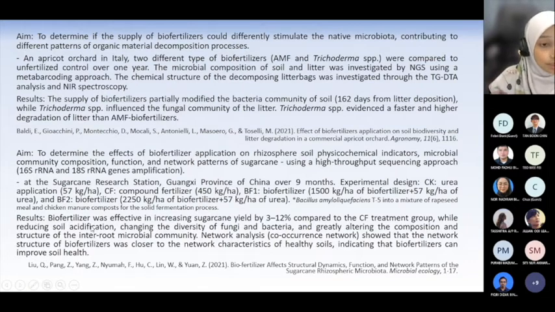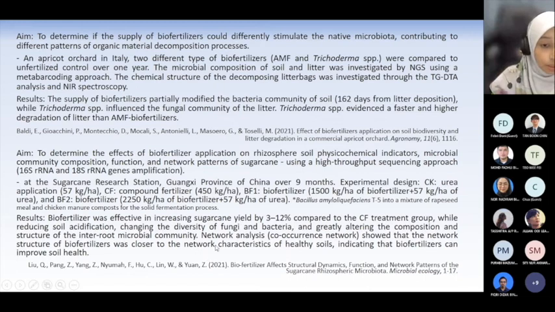So biofertilizer was effective in increasing yield, okay, the sugarcane yield compared to control or compound. This is compound fertilizer, so chemical fertilizer, right? And then it also caused a lot of improvement in terms of soil fertility and productivity, changed the diversity of fungi and bacteria as well, and greatly altered the composition and structure of the interroot microbial community.